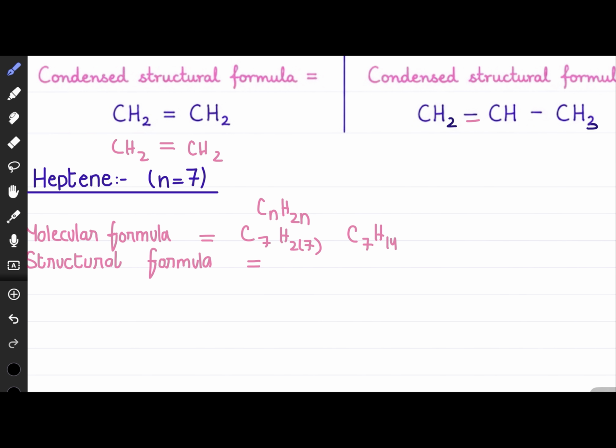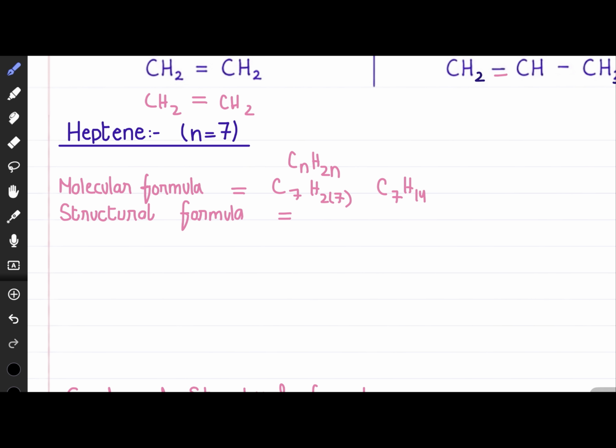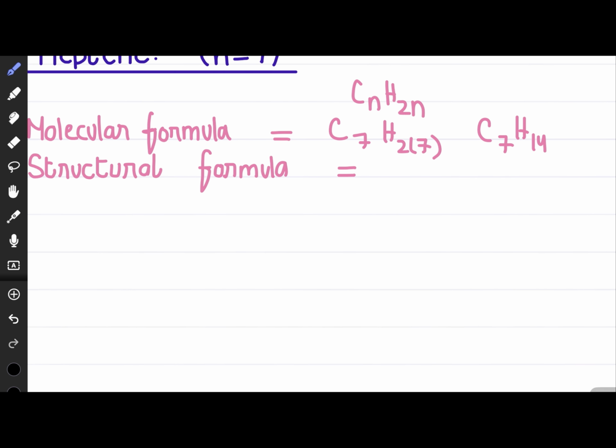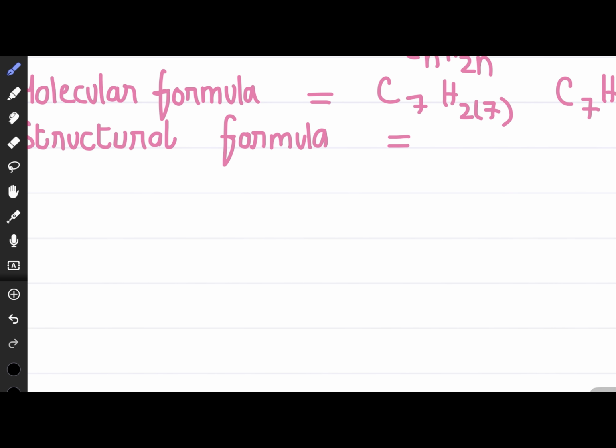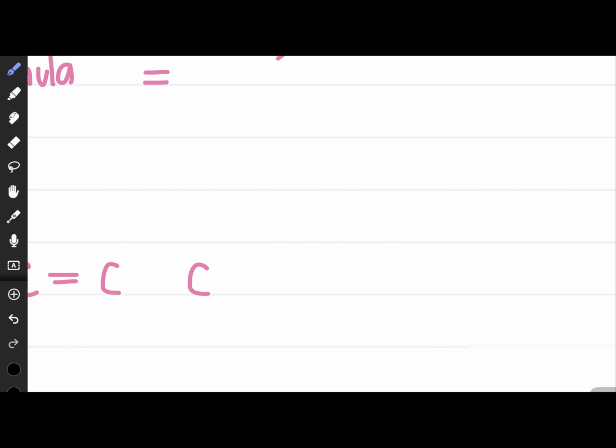Alright, so now let's draw the structural formula of heptene. Firstly, we're going to write down the 2 C's like this, and then we're going to join these C's together with a double bond. Now let's complete our rest C's, because there are 7 C's here, so we have to draw 5 more C's here. We're going to draw 1, 2, 3, 4, and 5. And now we're going to join each C together with a single bond, like this.